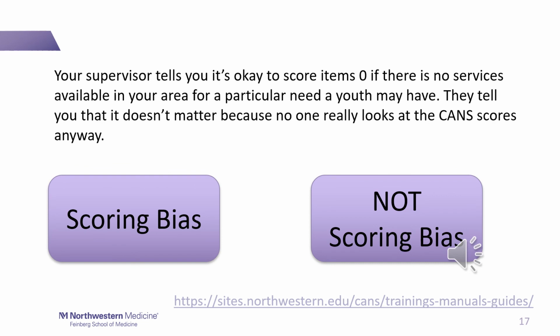Your supervisor tells you it's okay to score item 0 if there's no services available in your area for a particular need a youth may have. They tell you that it doesn't matter because no one really looks at the CANS scores anyway. Is this a form of scoring bias or not scoring bias?